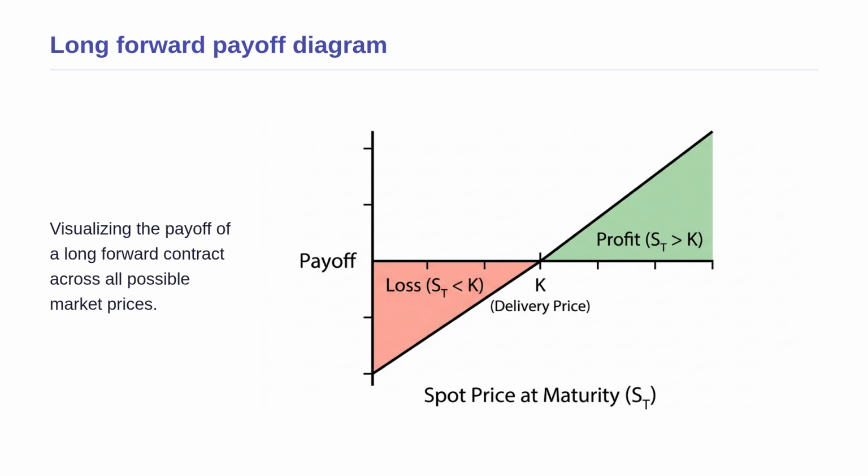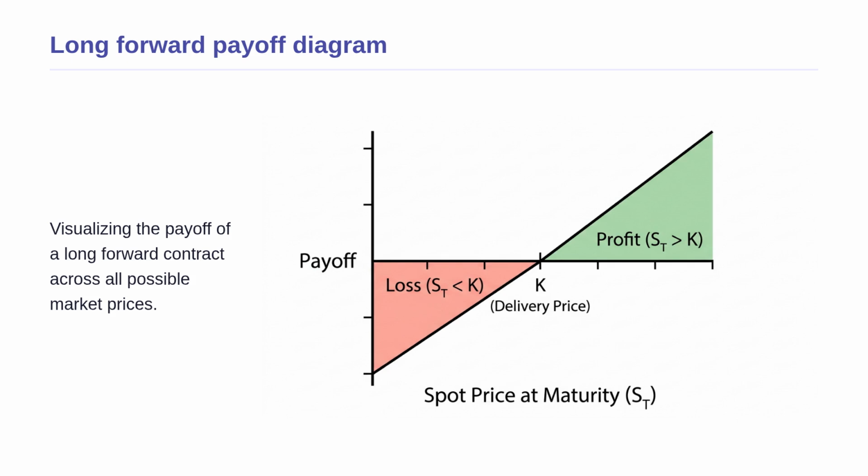The diagram you are seeing summarizes how a forward contract works. The horizontal axis represents the spot price at maturity, and the vertical axis represents your payoff. The point where the diagonal line crosses the horizontal axis is the locked-in delivery price, K. If the final market price ends up to the right of this point, the line goes up into the green zone, meaning you make a profit. This is exactly what happened to our coffee shop owner.